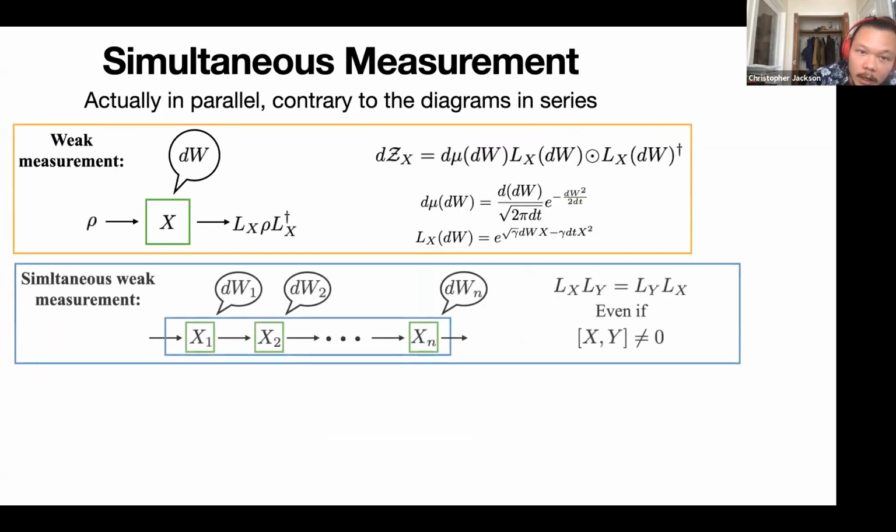Okay, so now what I'm going to call a simultaneous measurement is just the weak measurement of finitely many observables. Something to appreciate here is that because the measurement is weak, the Kraus operators actually commute, even if the observables do not. So I have this funny subtitle: actually in parallel, contrary to the diagrams in series. Even though I'm writing this as if the state gets fed in and out, the order doesn't matter yet. But too many questions get raised if I wrote an arrow that got split, and I'm not imagining cloning or anything.